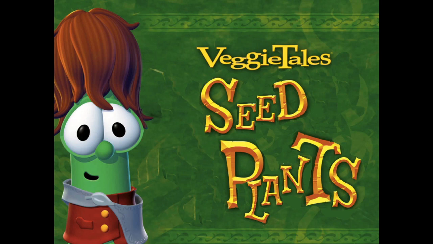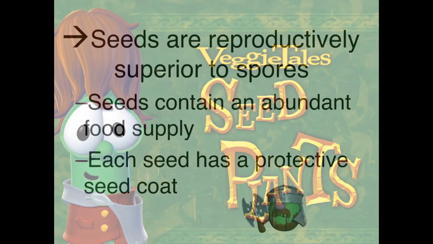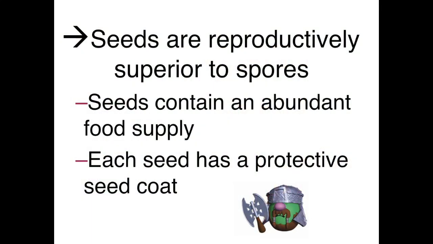Now let's move out of seedless plants, talking about spores, and move into actual seed plants. Well, why are seed plants important? Well, they are reproductively superior to spores. They contain a food supply as well as a protective covering called a seed coat. So what does that mean? We can store the seeds.